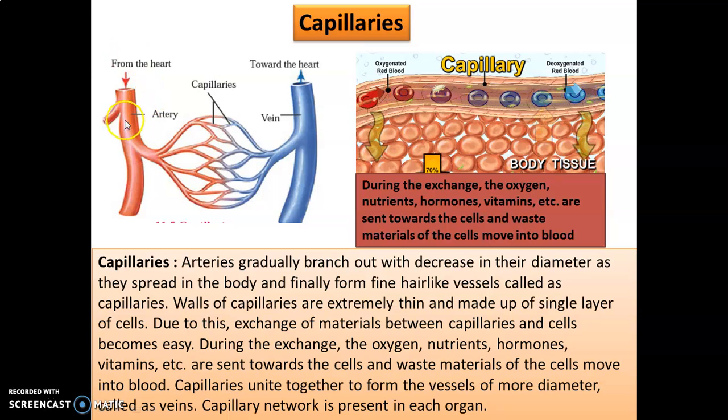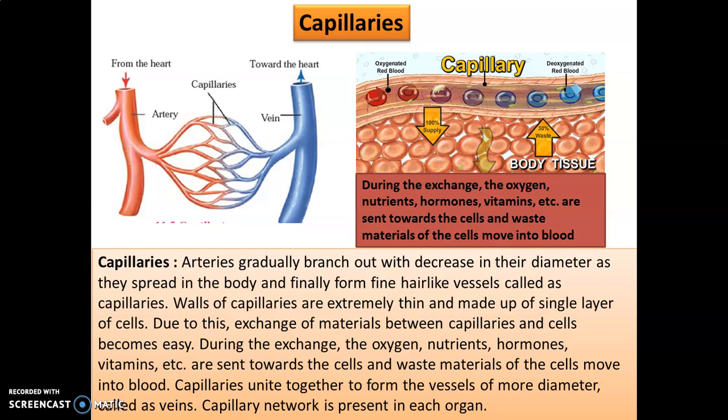Now we have studied, children, and you can see here that arteries are big in size. So they cannot reach each and every part of the body. Therefore their diameter reduces and it becomes so small, so thin that finally it looks like a hair. And that small hair part is called capillaries.